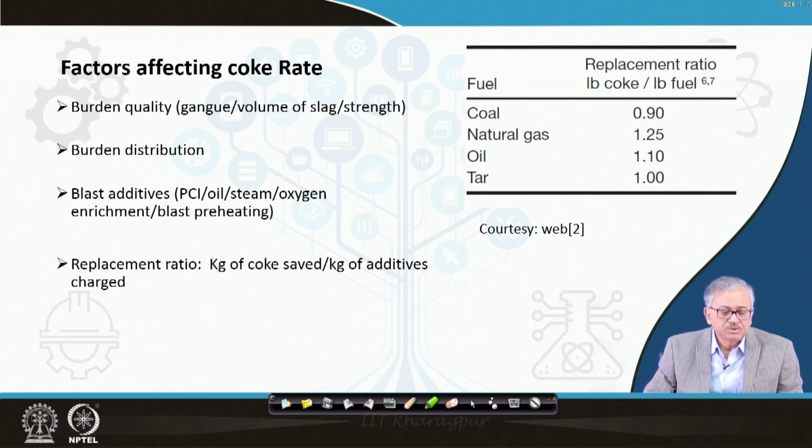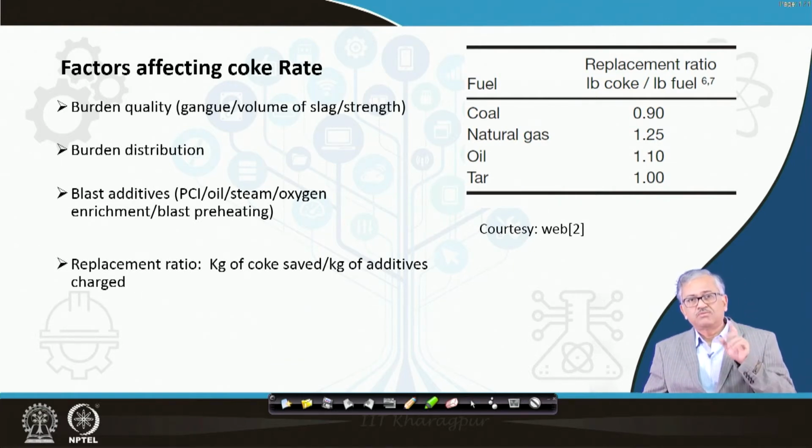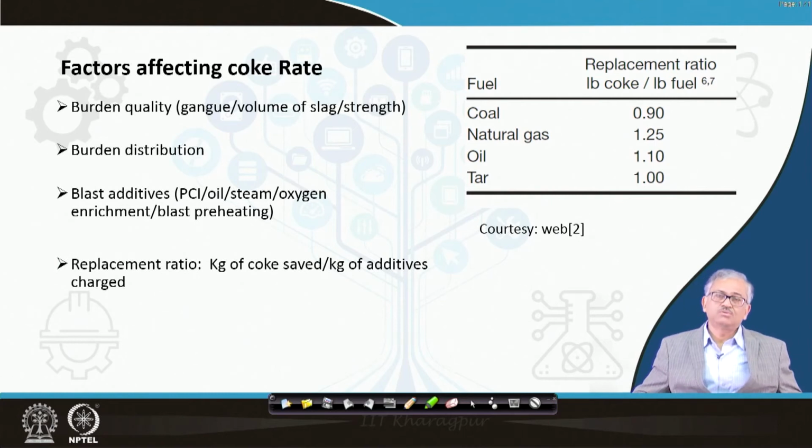And the replacement ratio, you can see, is the kg of coke saved. It is defined as the kg of coke saved per kg of additives that you charge, and you can find some of the replacement ratios. For coal it is 0.9. Obviously, that is for a high rank coal, because if the rank of the coal is lower, the fixed carbon is less, so the replacement ratio is not that much. So, the PCI replacement ratio is 0.9 for a high rank coal. Low rank coal does not give that much replacement ratio. Similarly, natural gas is 1.25, oil is 1.1, and tar is 1.